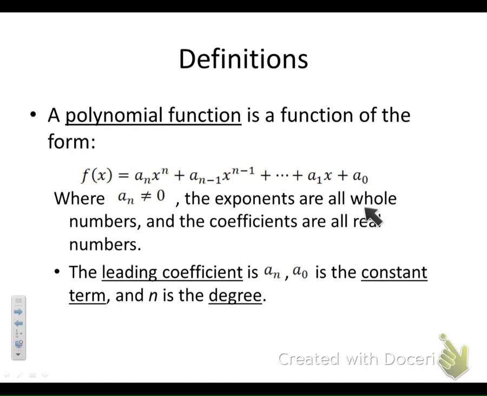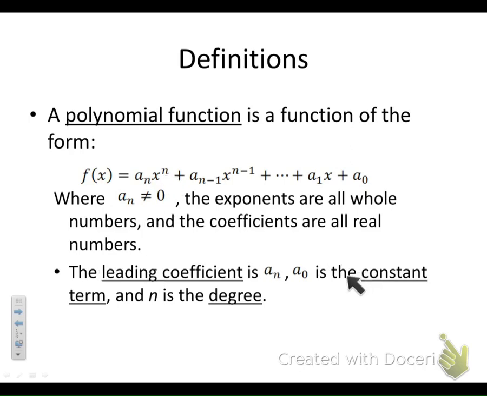This a sub 0 spot, so whatever's in this last spot that doesn't have a variable with it, like x, is called the constant term. And then n is the degree of the polynomial. That's something new, very new. We never really talked about the degree of a polynomial. But if we have a quadratic function like x squared plus x minus 1, the highest degree is 2. The highest exponent is 2.